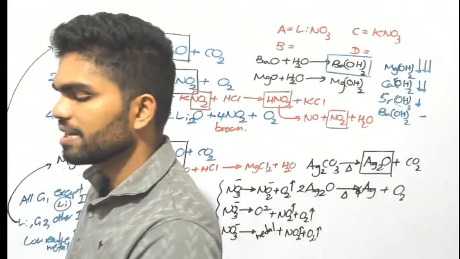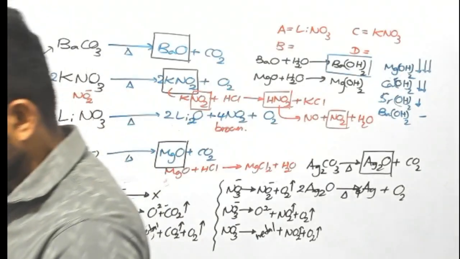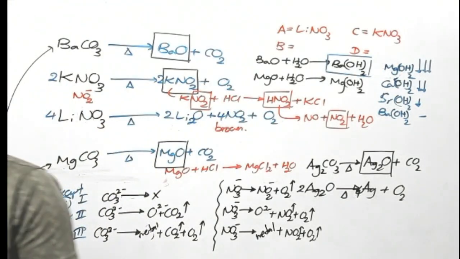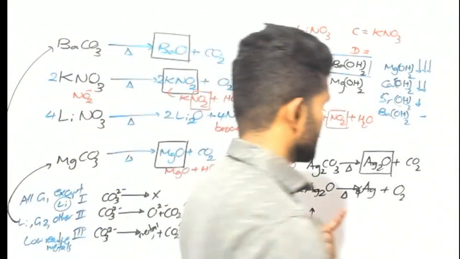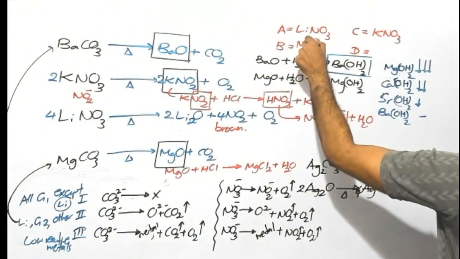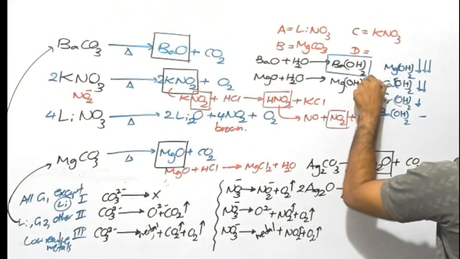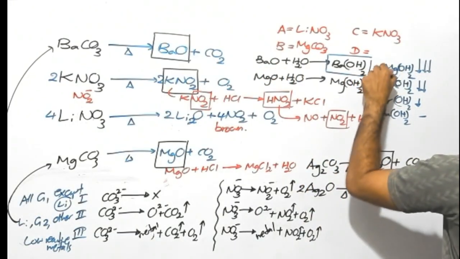Is it barium carbonate or magnesium carbonate? Check the note. Check the question. B is the residue that is insoluble in water. That means this must be B. Okay, that means B is magnesium carbonate because this is insoluble in water. Can you see? Insoluble in water.